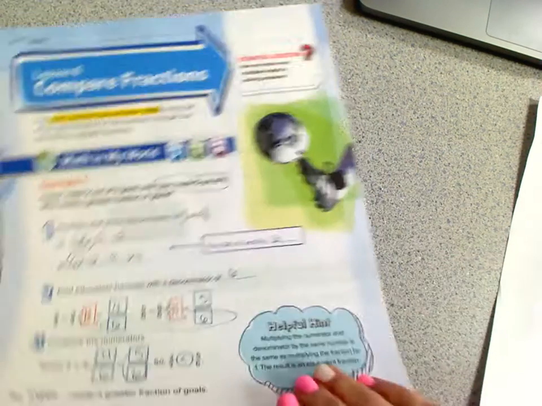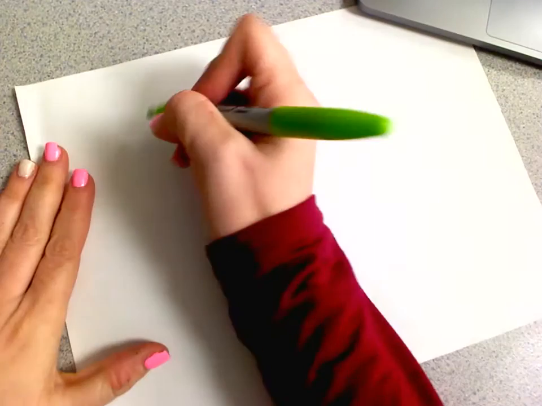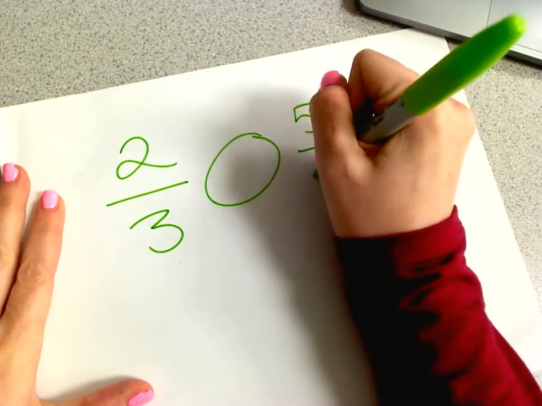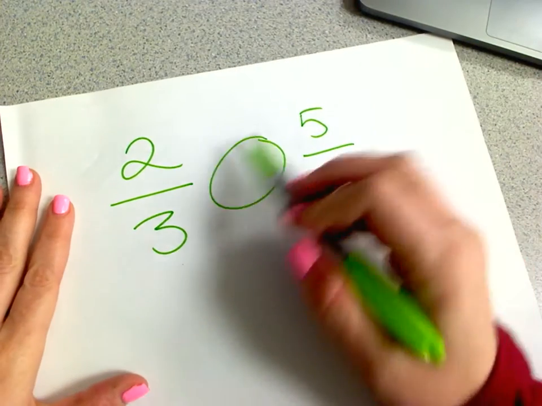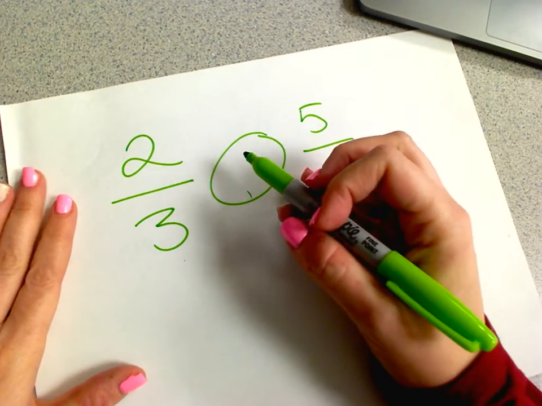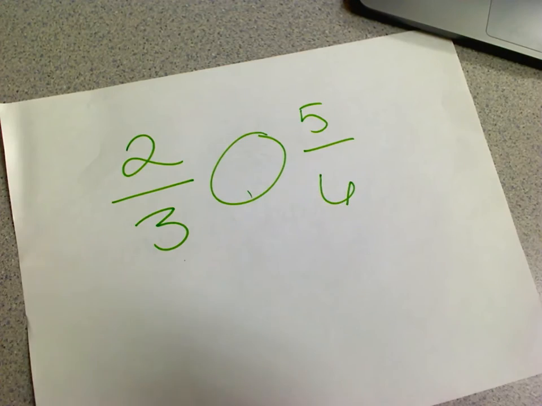All right, let me show you a super cool way to compare fractions. So let's look at that fraction, 2/3 and 5/6. I'm going to write down each fraction. I'm going to put my comparison circle in the middle. In this is going to go my greater than, less than, or equal to symbol. Okay, this is called the butterfly method for comparing fractions. And all we're going to do is kind of create a butterfly and multiply.